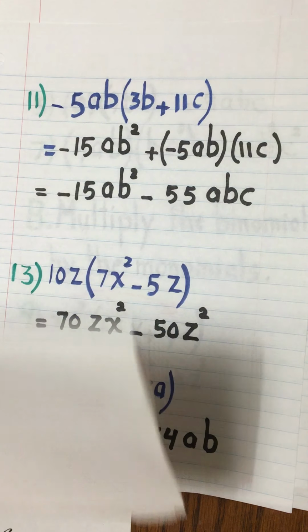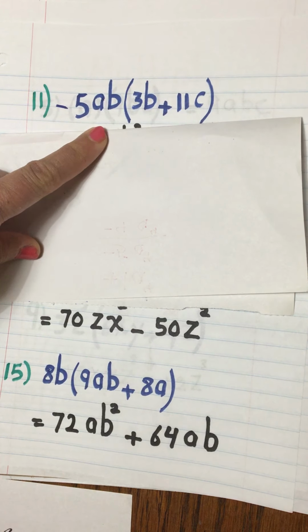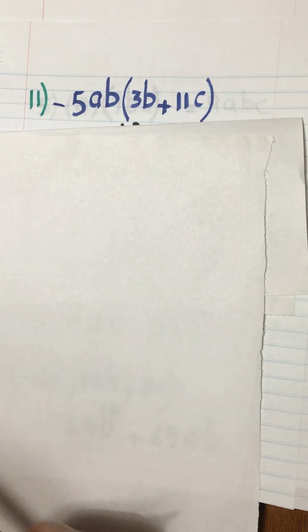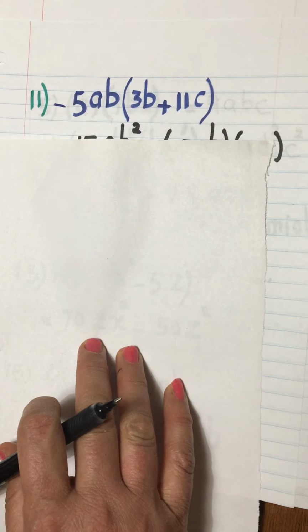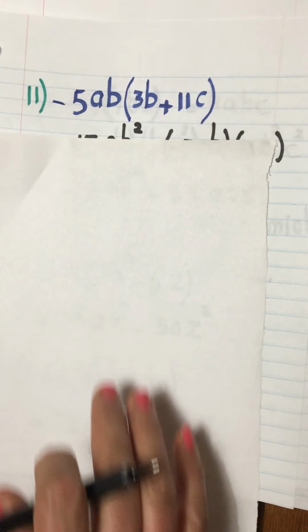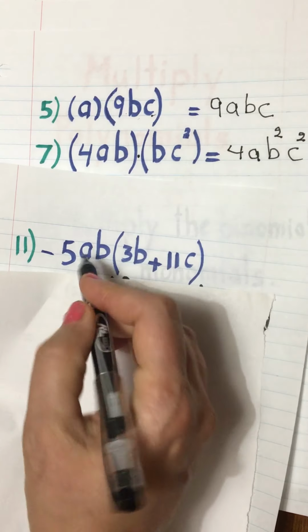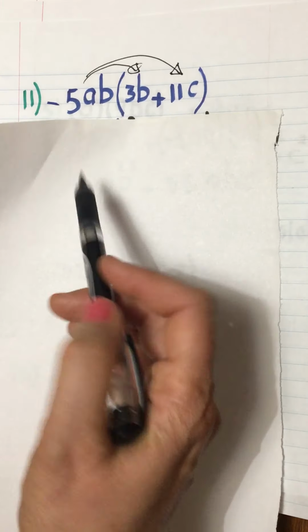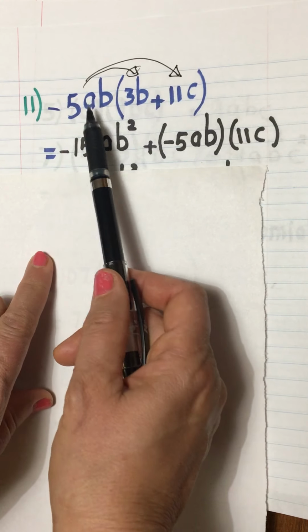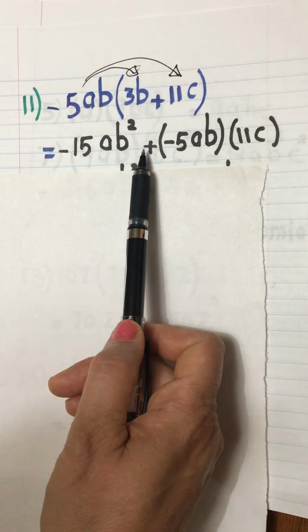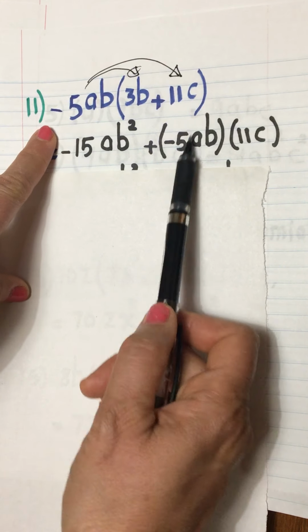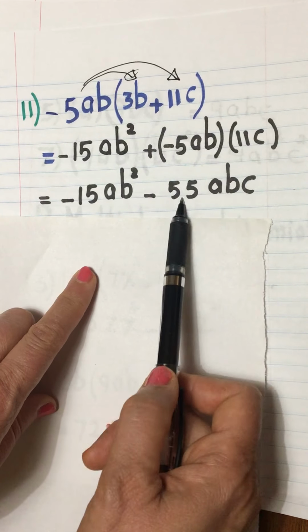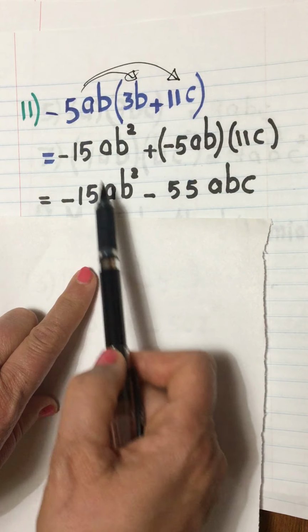Question 11. Negative 5ab. I'm going to distribute negative 5ab by 3a and 11c. So negative 5 times 3, negative 15, ab times b, ab squared, plus negative 5ab times 11c. So the answer is minus 55abc. And write this term down.